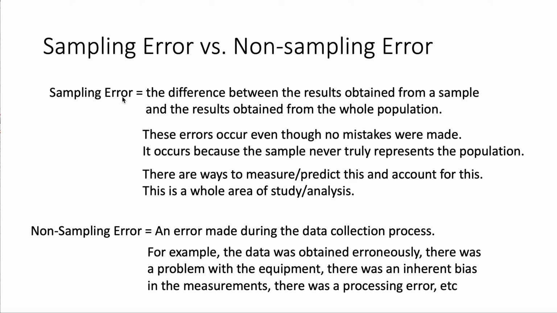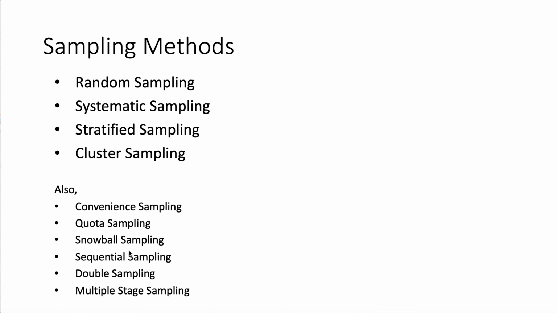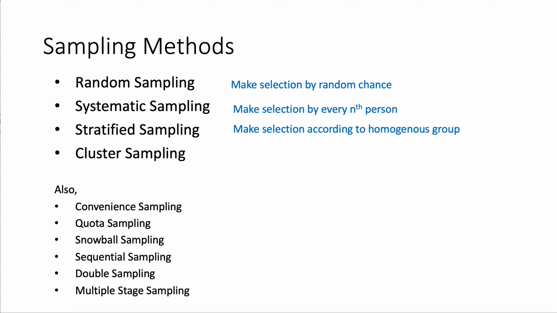Sampling error has to do with a fact of reality. Non-sampling is a mistake. So that's it. So basically, here's a little summary. Random sampling, that's done by random chance. Systematic sampling, when you take every nth person. Stratified sampling, when you group them according to their similar groupings. Or cluster sampling, you use a specified pre-existing group.